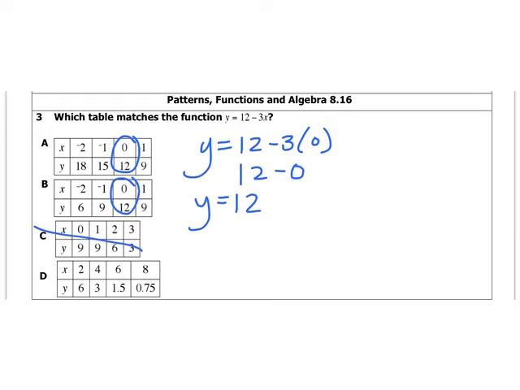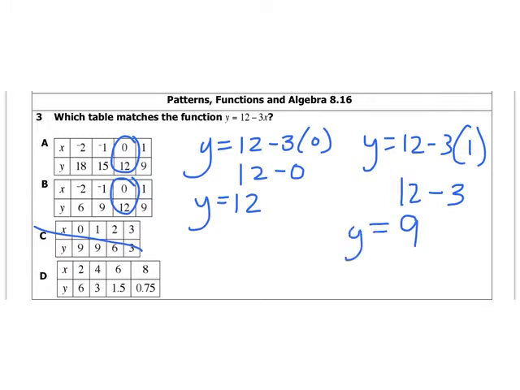Now I'm going to look for a number that's in common on the other tables. Well, I don't have one that's in common on all 3 tables, but I do have a 1 here and a 1 here, so let's try the number 1 next. y equals 12 minus 3 times 1. 12 minus 3, because 3 times 1 is 3, is 9. And so when x is 1, y is 9. So both of these tables work for that. So I'm not going to be able to use that number to determine what's going on. How about using the number negative 1?